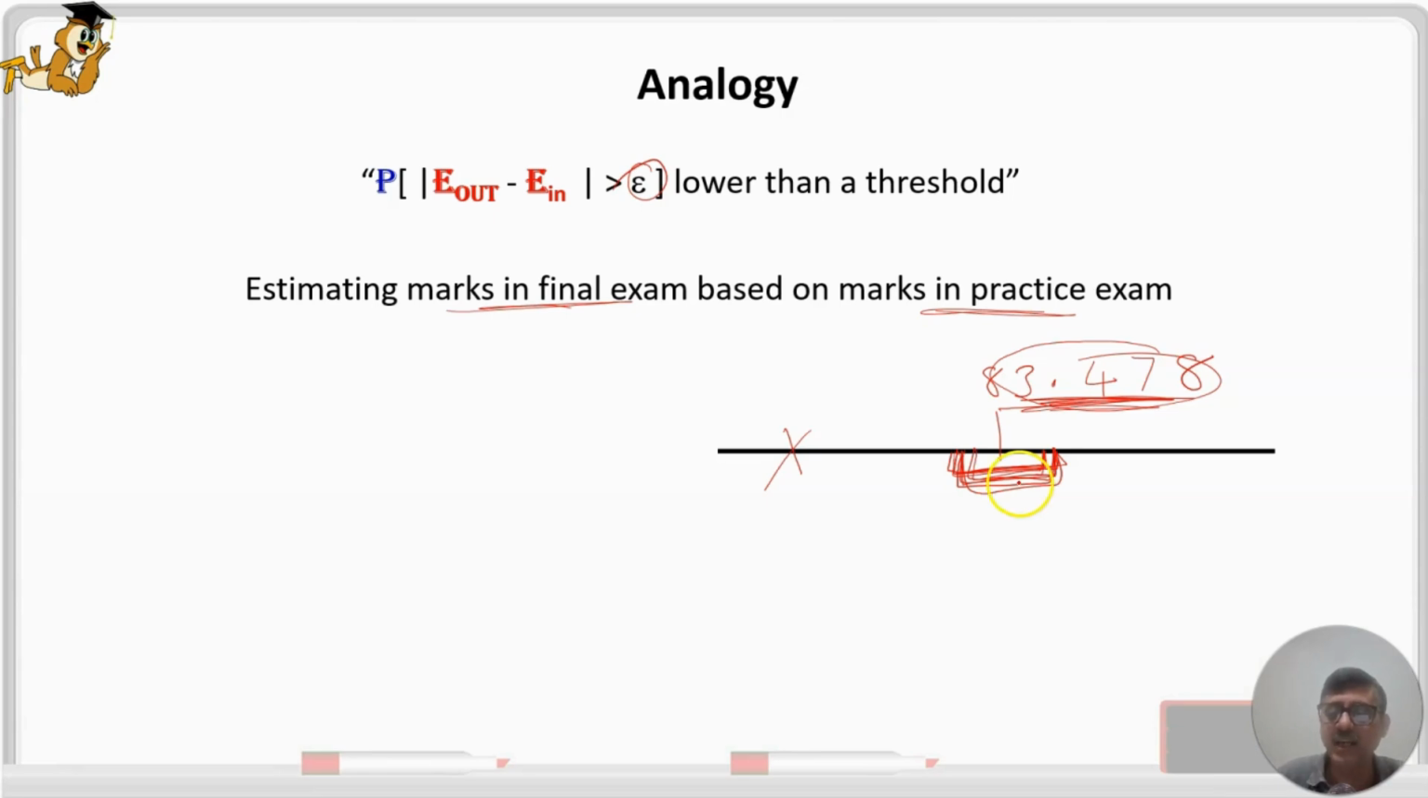You could possibly guarantee under certain situations that if he got 83.478 in his practice exam, the probability that his marks would lie in a particular band could possibly be said to be greater than a certain threshold. Or you could ensure that the probability of his final exam marks lying outside this band is lower than a given threshold. So this is possible, and this is the idea underlying the PAC theory. This is the mental framework underlying the PAC theory.